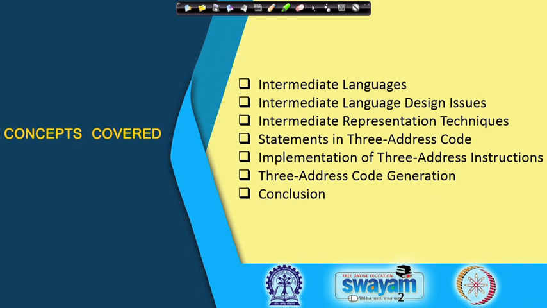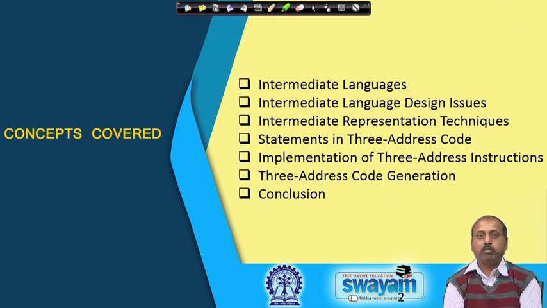So, the intermediate language representation techniques also have to be thought about, because ultimately it may not be a source language program, a text file. This intermediate code may not be a text file. It may be that we represent it in some other format, so that this representation becomes more efficient. And what are the statements that we are going to allow in 3 address code? Implementation of 3 address instruction, like how are you going to implement it?